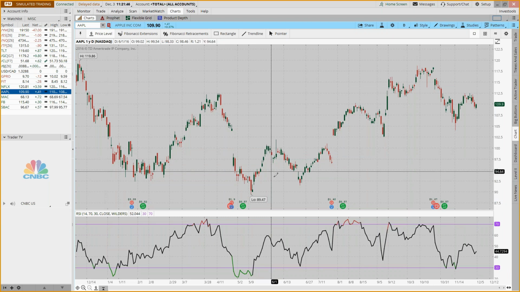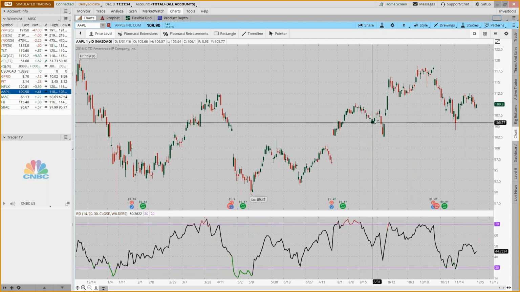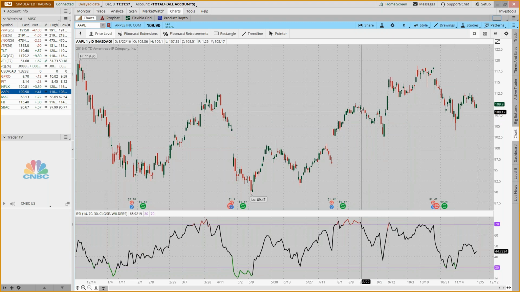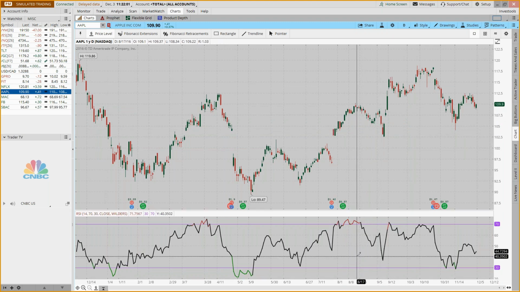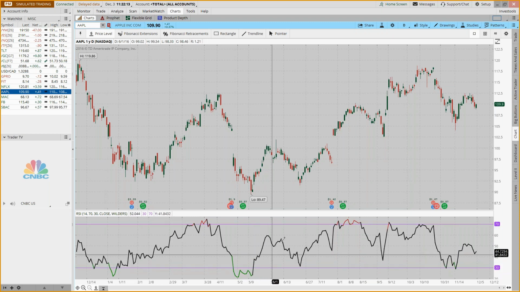Okay? When it comes out of overbought territory, when it breaks back below 70, that's your signal that it's going short, okay? It's going to sell off. So that's really the traditional way that it is used, okay? The other way is for divergence, okay? To spot that upcoming move.